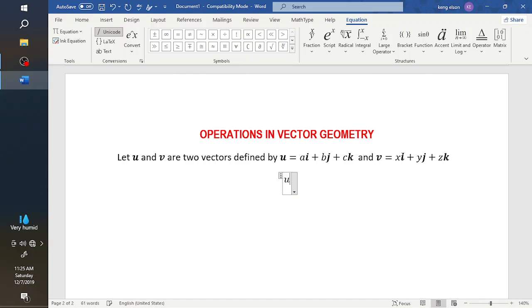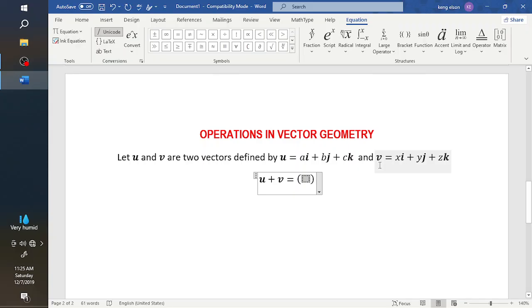Now what is u plus v equal to? Basically, to add vectors, we just have to add their corresponding components. So I'm going to write the vectors u and v in their column form so that I can easily add.